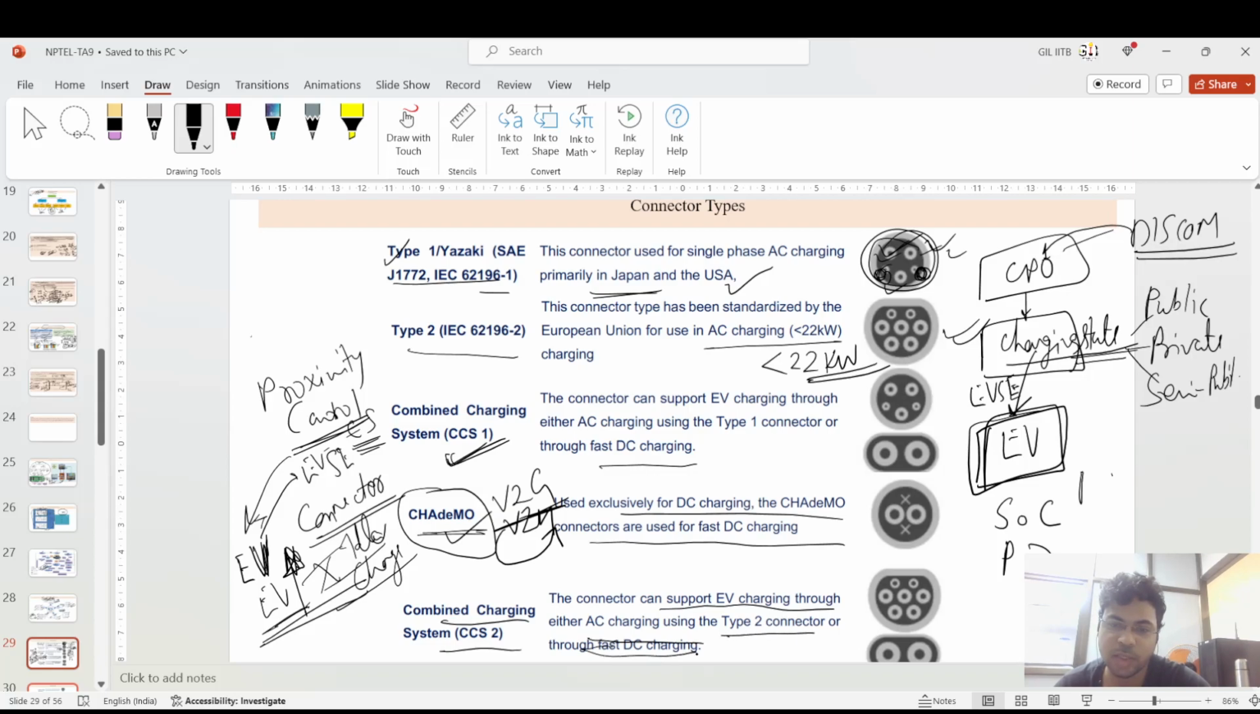And there is CCS2. CCS2 is such that it can support EV charging through either AC type 2 or through fast DC chargers also.